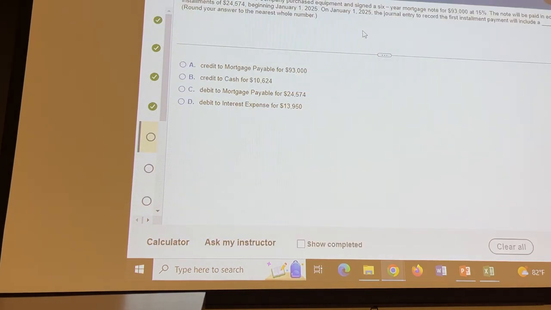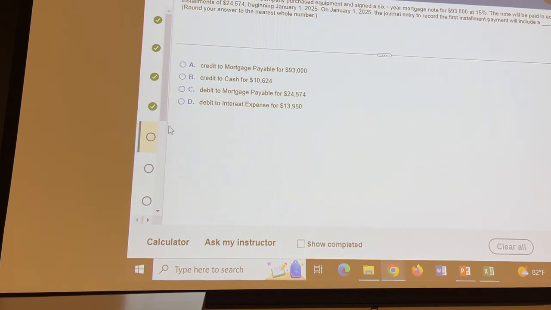Okay, Brussels company purchased equipment and signed a 6-year mortgage note for $93,000 at 15%. The note will be paid in equal annual installments of $24,574 beginning January 1st, 2025. On that date, the journal entry to record the first installment payment will include, now notice that's the total payment, not the principal part of it, but the total payment will be that dollar amount.